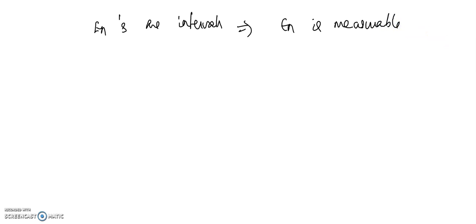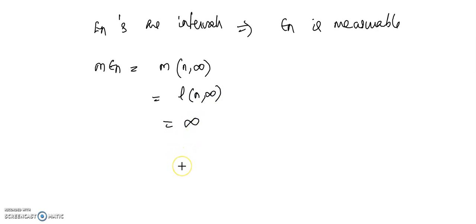Oro En an interval aanu. So the En are intervals, so they are open intervals. So that implies each En is measurable. അപ്പോൾ നമ്മുടെ ആ കണ്ടീഷനും നമുക്ക് കിട്ടി. So decreasing ആണ്, measurable ആണ്. Now if you take m of En, that is m of the set n to infinity. So this will be equal to the length of n to infinity, so that is equal to infinity. The measure of En is infinity.